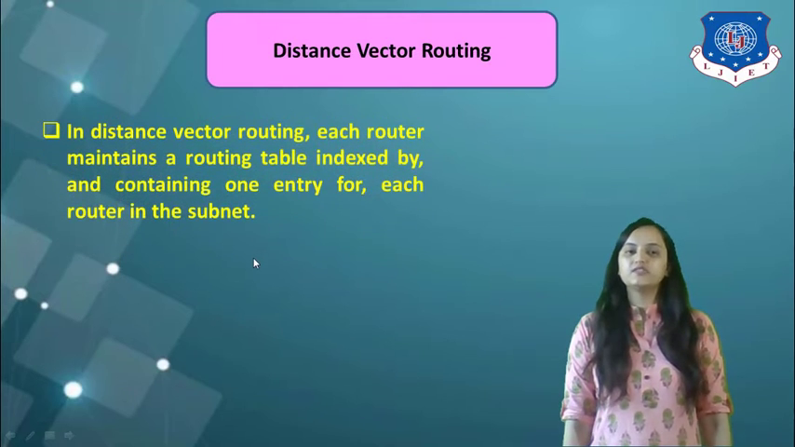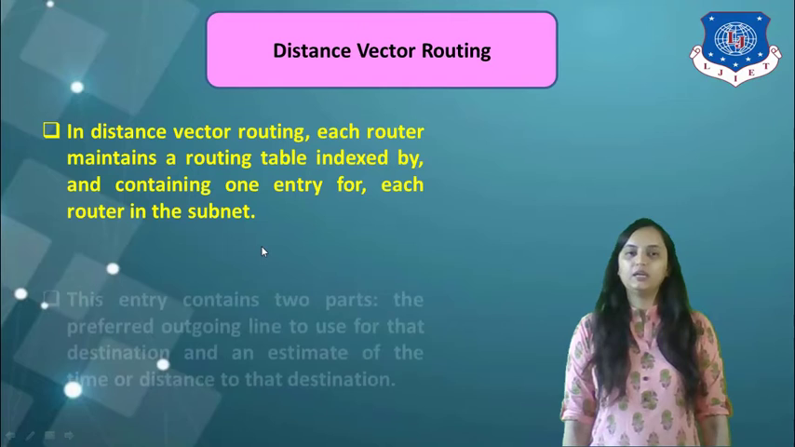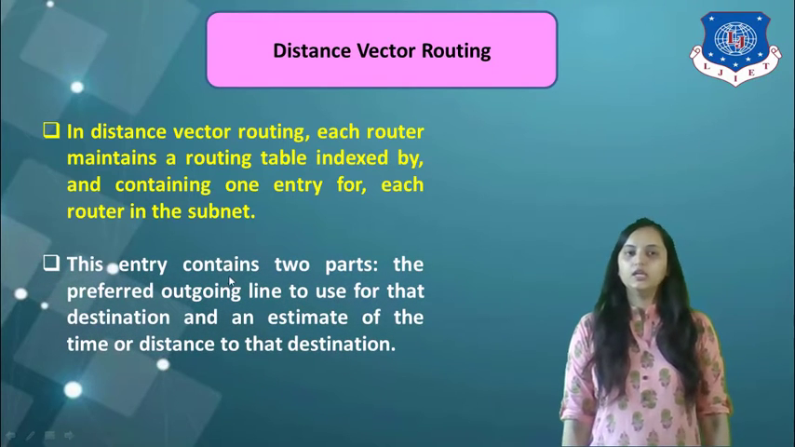Now in distance vector routing, as we have discussed, each router maintains a routing table. It is indexed by, and contains one entry for, each router in the subnet. This entry contains two parts: the preferred outgoing line to use for that destination and an estimate of the time or distance to that destination. This record may vary according to the network requirement. That means they may store the time delay, propagation delay, distance, or any such parameter according to the network requirement in the table.